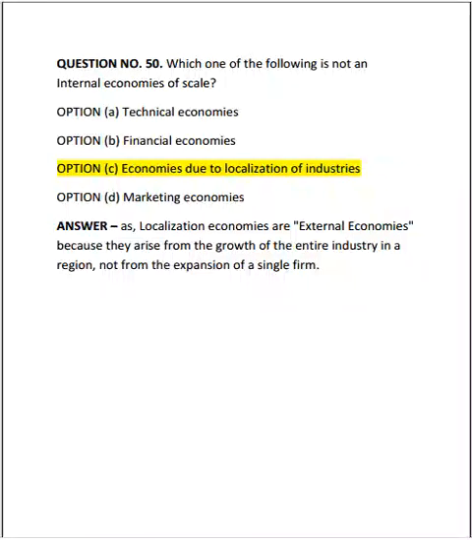Question No. 50. Which one of the following is not an internal economies of scale? Option A, technical economies. Option B, financial economies. Option C, economies due to localization of industries. Option D, marketing economies. Answer, C. Localization economies are external economies because they arise from the growth of the entire industry in a region, not from the expansion of a single firm.